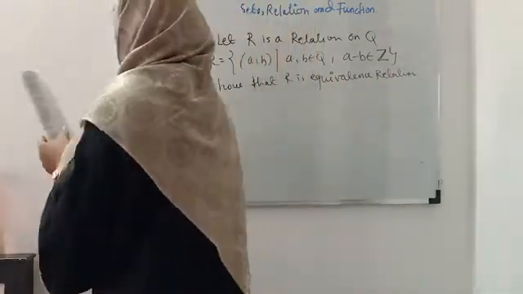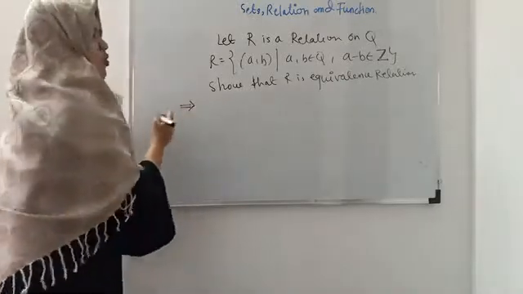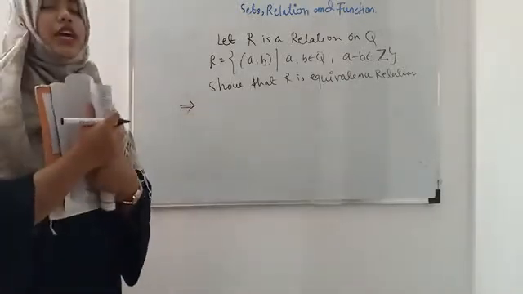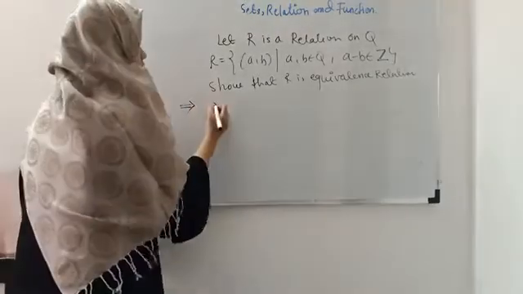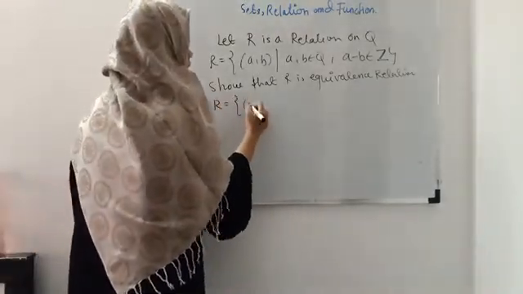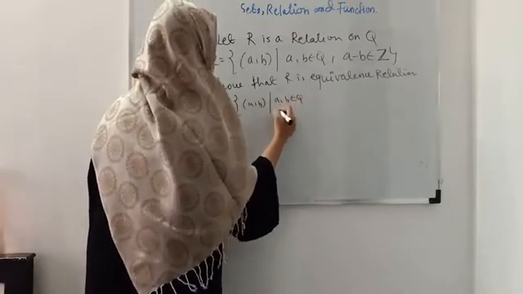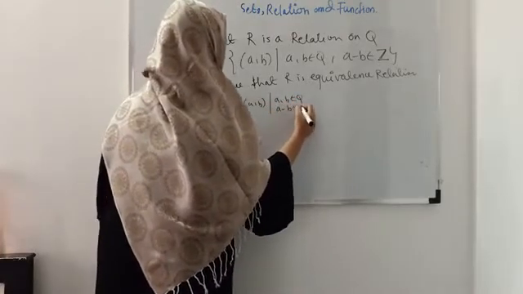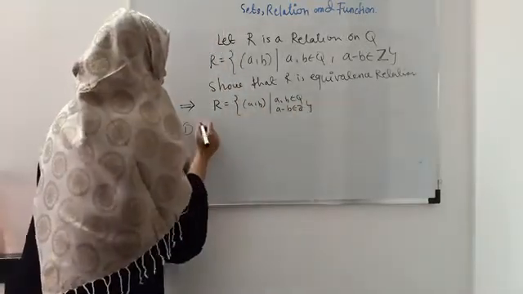Show that R is an equivalence relation. For equivalence, we need to check reflexive, symmetric, and transitive. The given R is (a, b), where a, b belong to Q but a minus b belongs to Z. Now the first condition is reflexive.